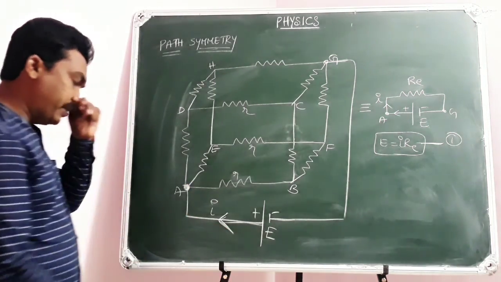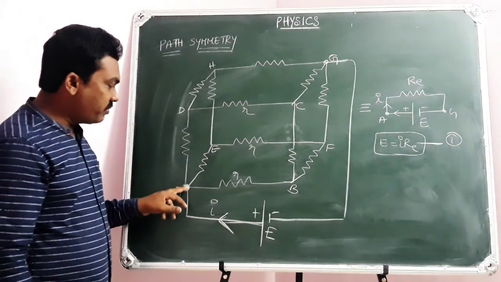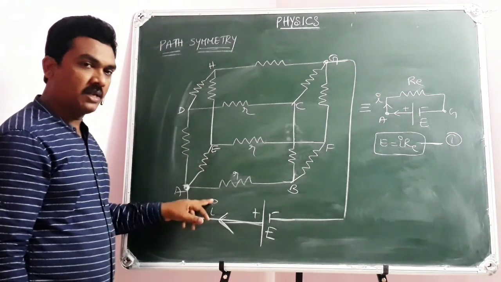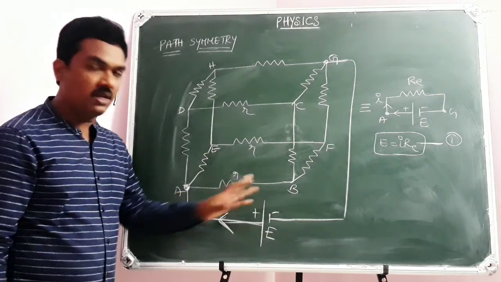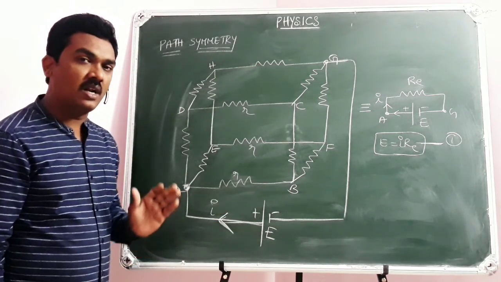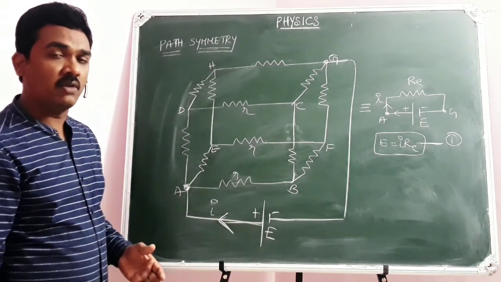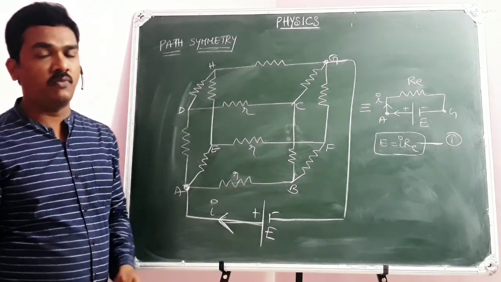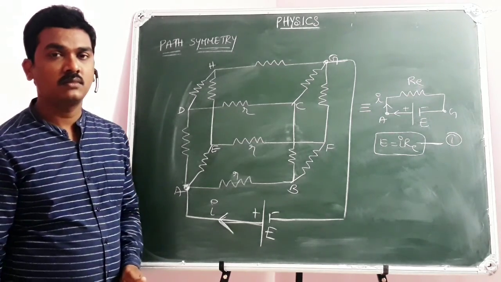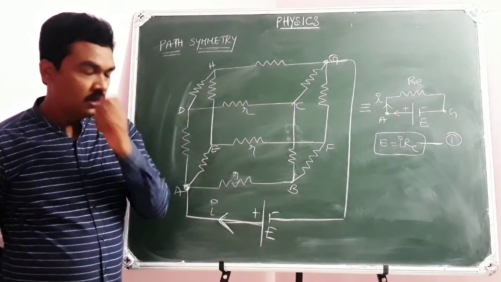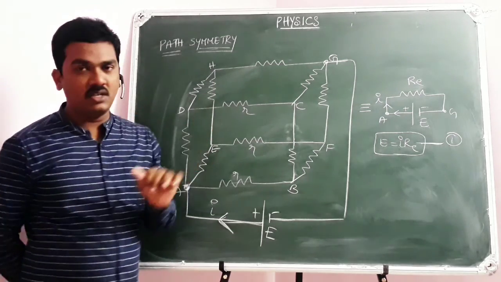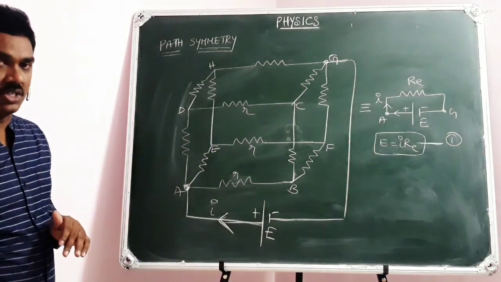Then immediately we will be in confusion. From A, there are 3 different paths, because A is a junction: AD, AE, AB. So current has to divide along 3 different paths. Then there is a confusion: in which path does more current travel? To understand that, we have to apply path symmetry. While moving from A to G, A and G are the 2 different junctions.